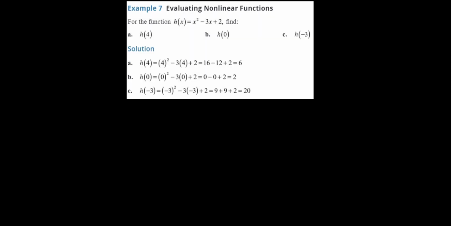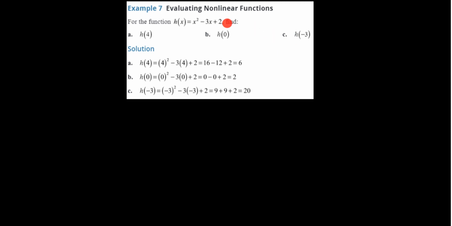Nothing too difficult. You just take this value here, this 4, h of 4, h of 0, h of negative 3. You take that value and then you replace the x with it, right? 4 squared is 16, minus 3 times 4, which is 12, so 16 minus 12 is 4, plus 2 is 6. We see that here. H of 0, 0 squared is 0, minus 3 times 0 is 0, 0 plus 2 is 2.